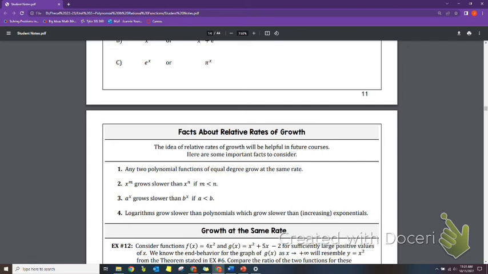So it says x to the m grows slower than x to the n if m is less than n. So the larger exponent is going to grow faster. a to the x grows slower than b to the x if a is less than b. So if the base is smaller, it's going to grow smaller. If the base is larger, it'll grow larger as long as the exponent is the same. And then logarithms grow slower than polynomials, which grow slower than increasing exponentials.